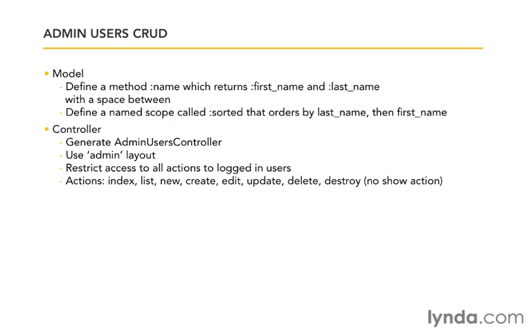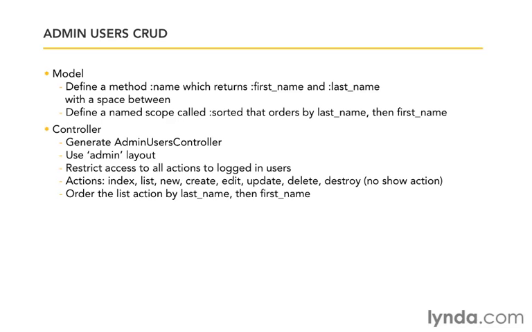We're not going to have a show action because the user is so simple. It's really just first name, last name, email address, and username. We don't display their password. It's really just those four fields. We can put all of those in the list view and then not have to have a show view at all. Now in that list action, you're going to use that named scope, sorted, so that you can sort by the last name and the first name.